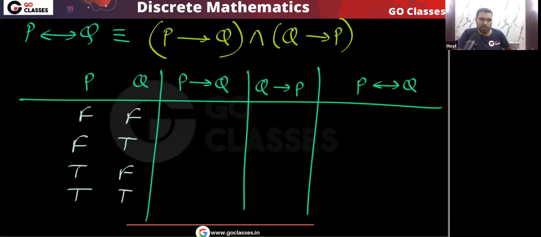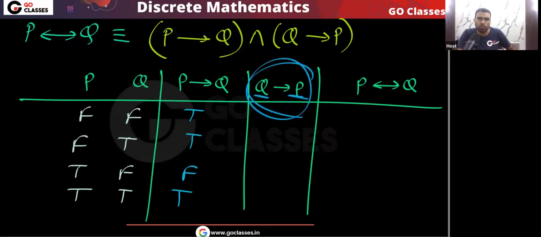What will be the truth table? The truth table of implication you already know. P implies Q is false only in one case, when P is true and Q is false. In all other cases it will be true. What about Q implies P? This will be false only in one case, when Q is true and P is false. In all other cases this will be true.